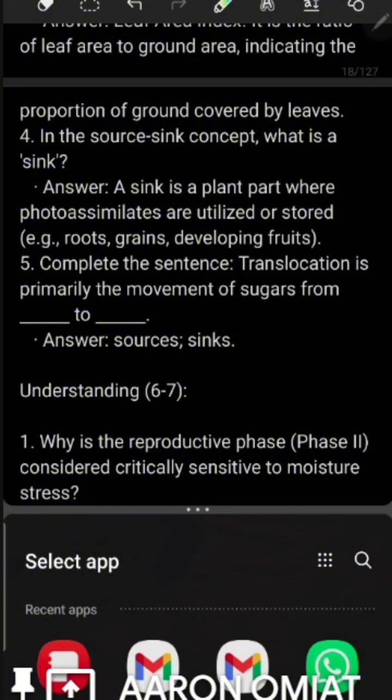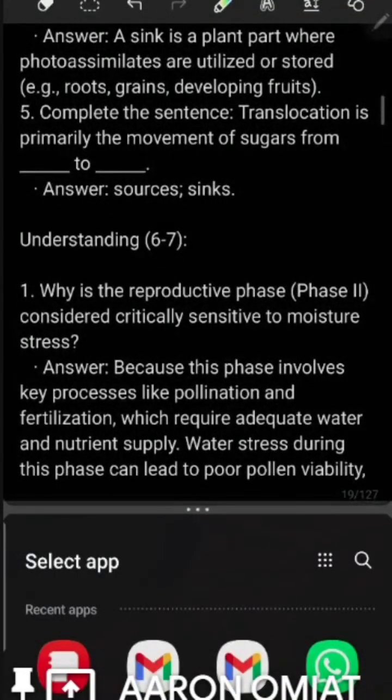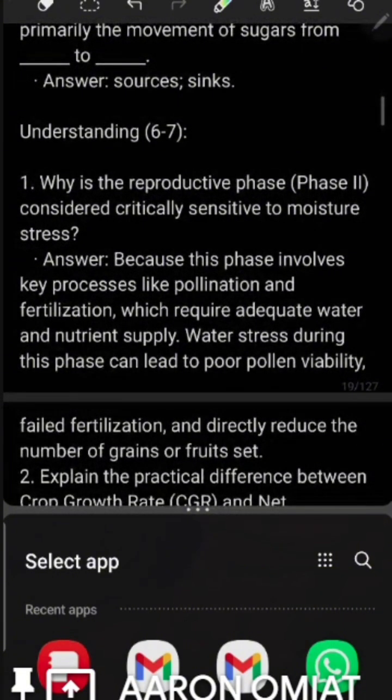All right, that's right. The reproductive phase is where flowering occurs, and we know it involves pollination. Because this phase involves key processes like pollination and fertilization, which require adequate water and nutrient supply, water stress during this phase can lead to poor pollen viability, failed fertilization, and directly reduce the number of grains or fruit set.